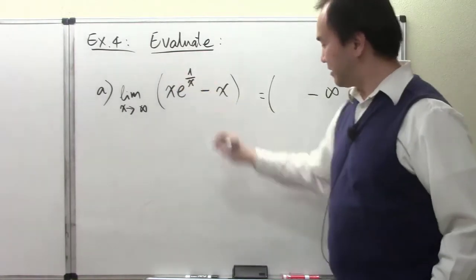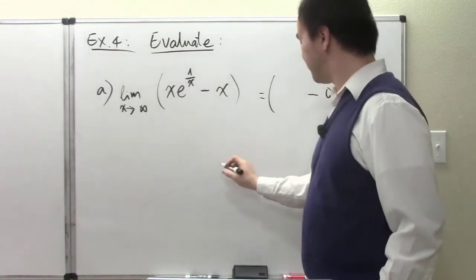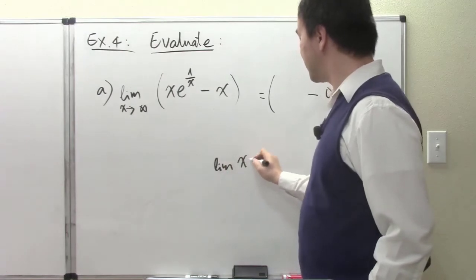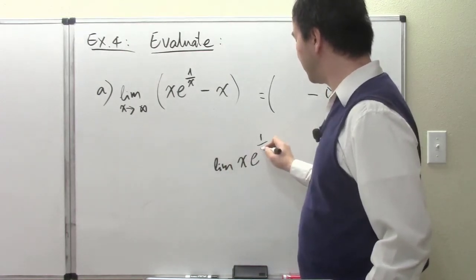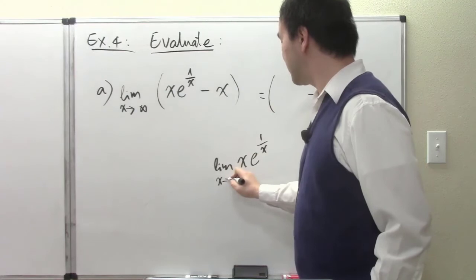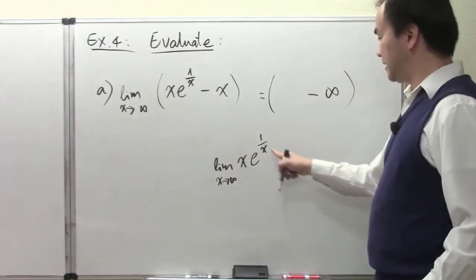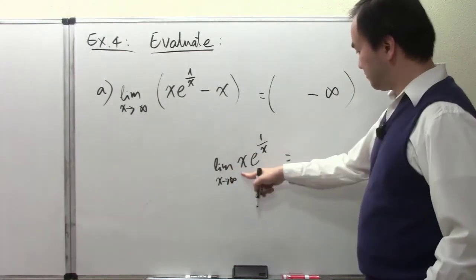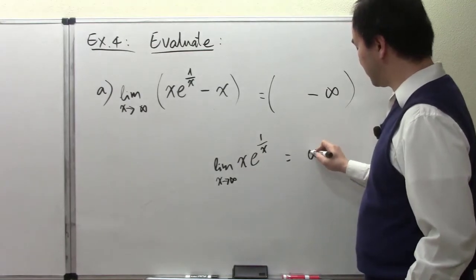And then what about that term? Let's do a quick little math here. The limit of x times e to the 1 over x, as x goes to positive infinity. Now, this is the same as, you see, that term is going to positive infinity.